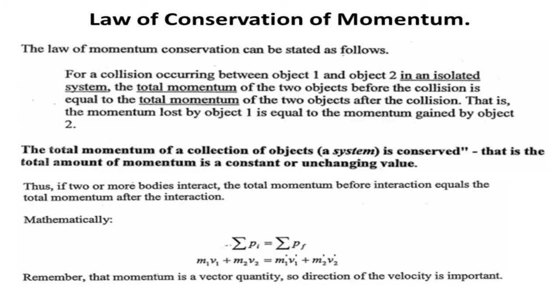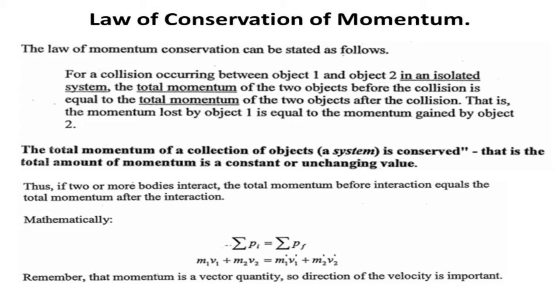Now let's look at the law itself, the law of conservation of momentum. The law can be stated as follows: for a collision occurring between object A and object B in an isolated system, the total momentum of the two objects before the collision is equal to the total momentum of the two objects after the collision. That is, the momentum lost by object 1 is equal to the momentum gained by object 2.